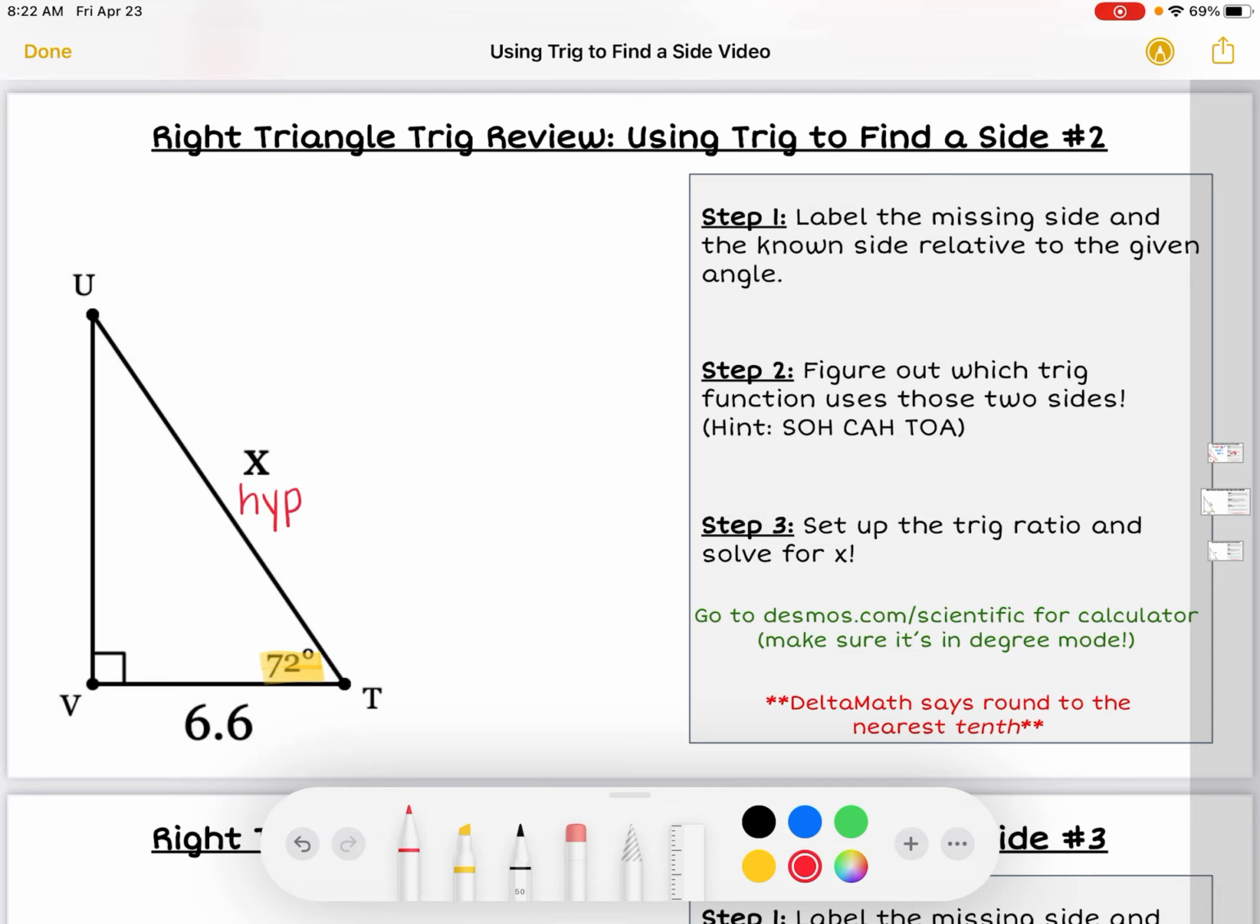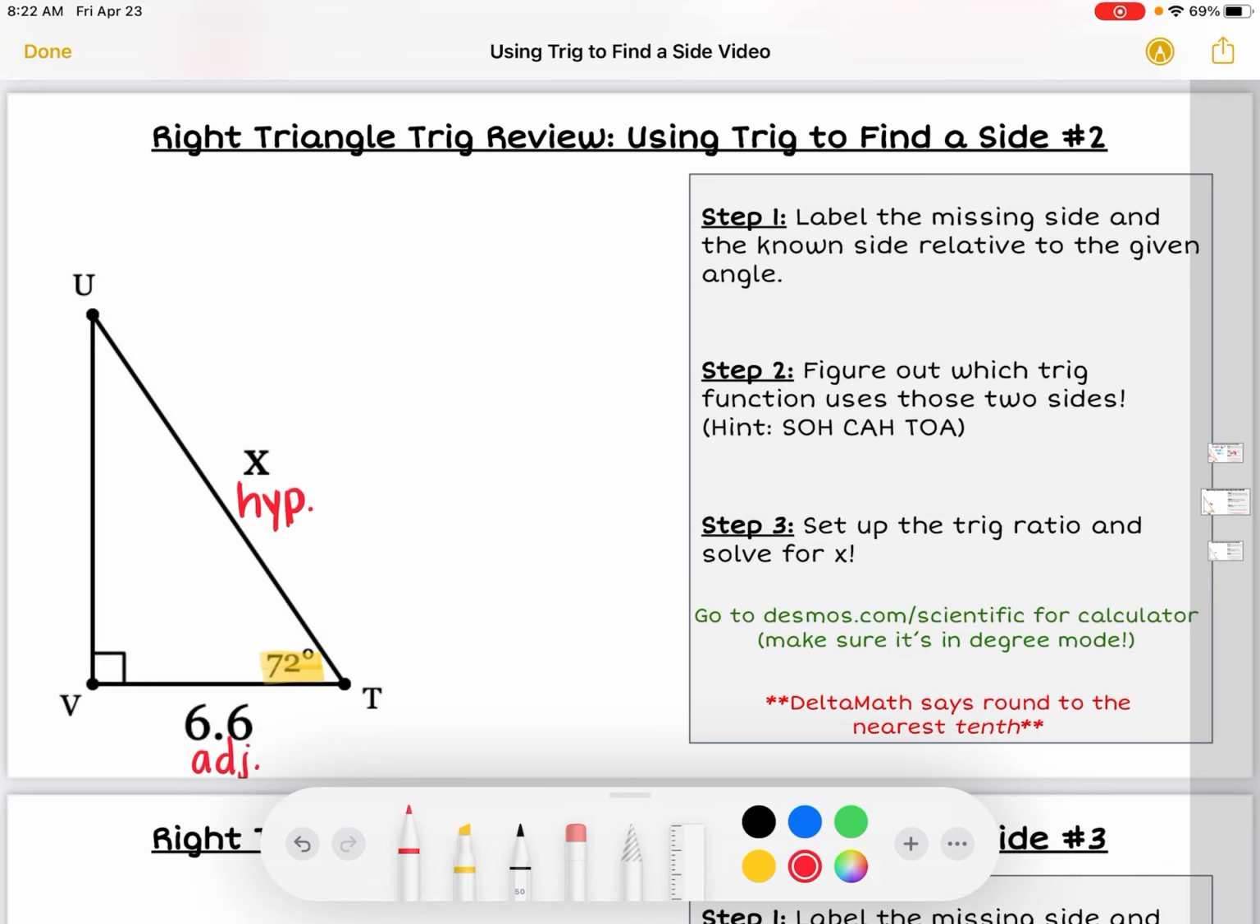It doesn't matter if I was looking at a different angle in the triangle, this longest side is always the hypotenuse, no matter which angle you're looking at. So that has to be the hypotenuse, and then the side we've been given, 6.6, it's right next to our angle, so that means it is the adjacent side.